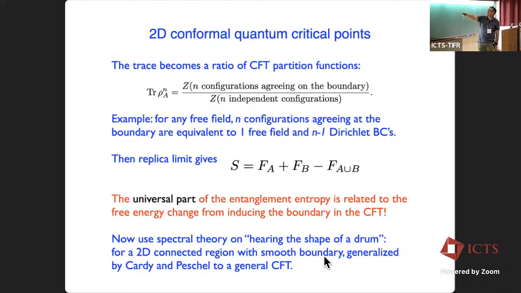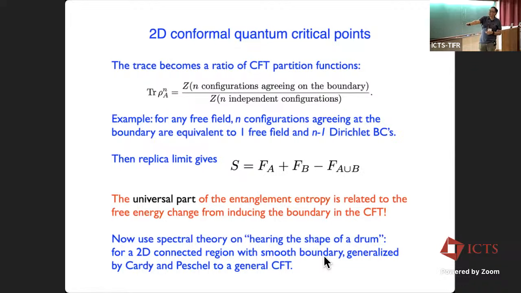So as an example of how this is going to work, if I took free fields, I would have n configurations that agree on the boundary, but I could rotate my variables of the n free bosons and get one free field, and then all the others are Dirichlet because they're stitched to that one free field. And then this problem of free energies with different boundary conditions and CFTs is an old problem sometimes called hearing the shape of a drum.